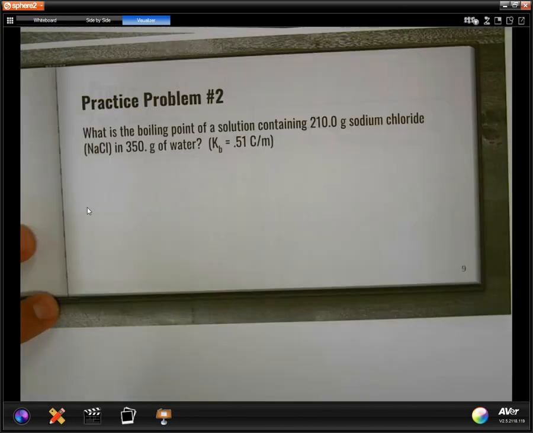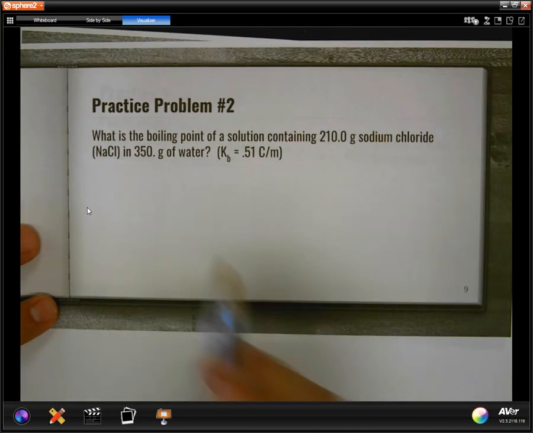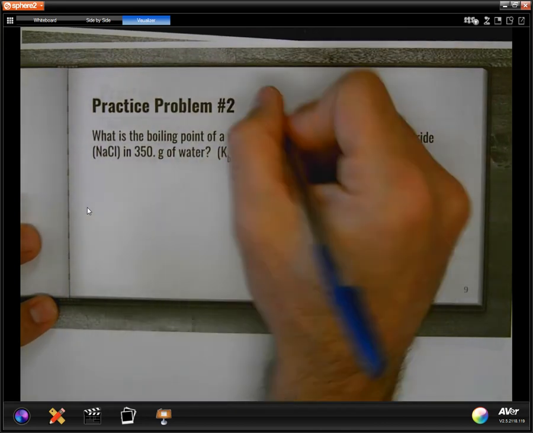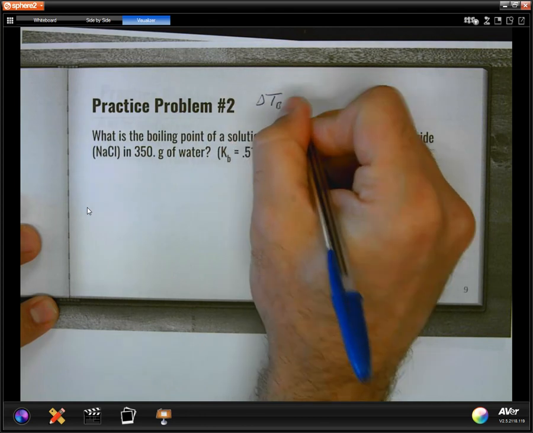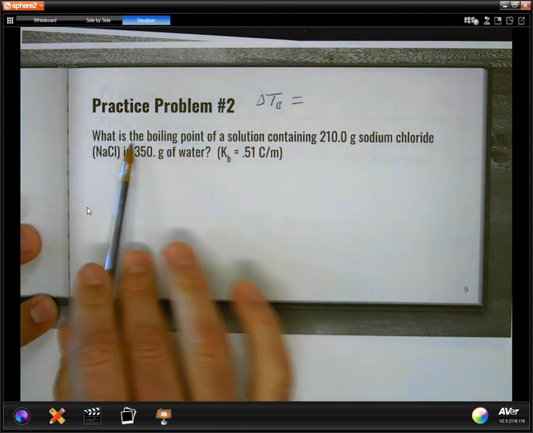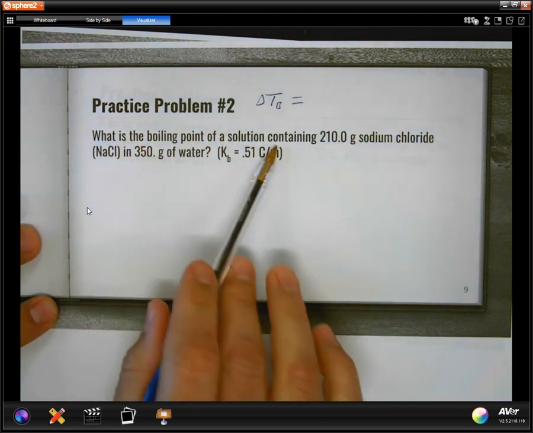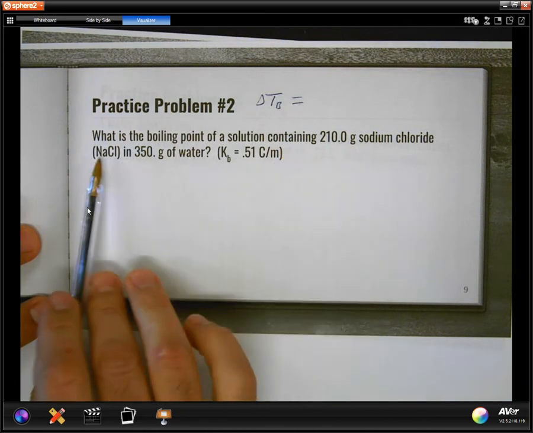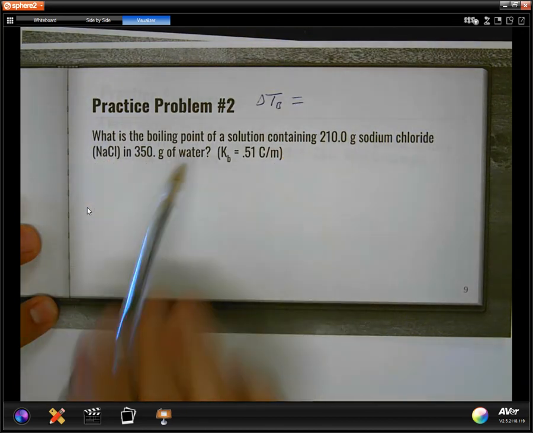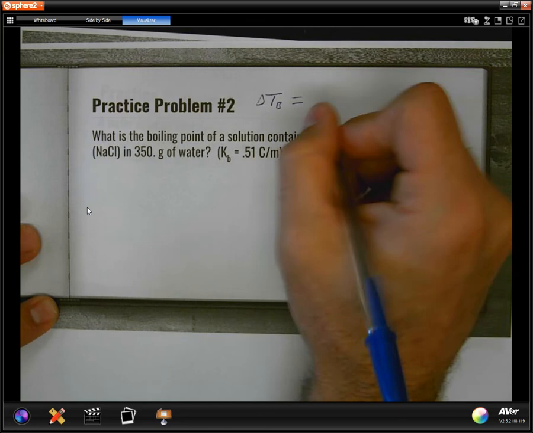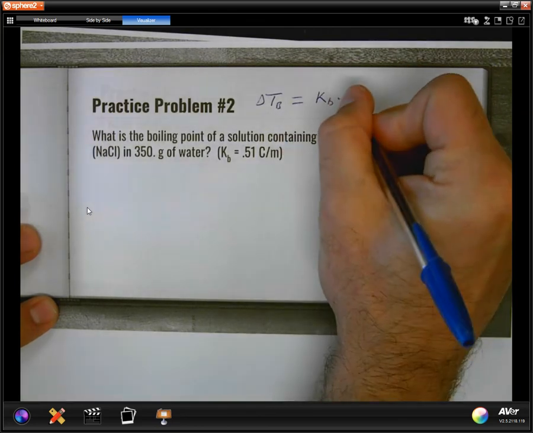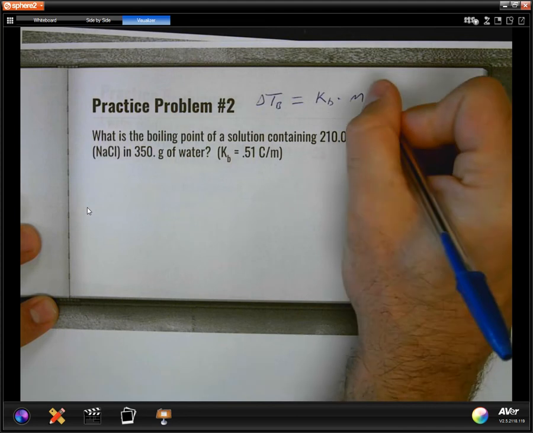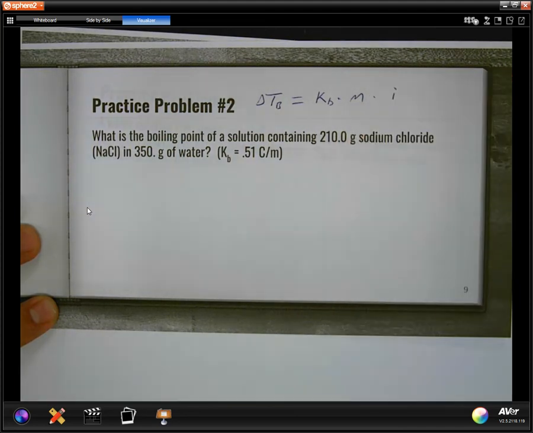So let's look at the next problem. Same idea. What is the boiling point? So now when I go to do my change in T, this will have a little b here instead of an f because it's boiling point. What is the boiling point of a solution containing sodium chloride, NaCl, and 350 grams of water? They give me my Kb, but again, as we get started, we have to be able to use that constant times the molality times the i.